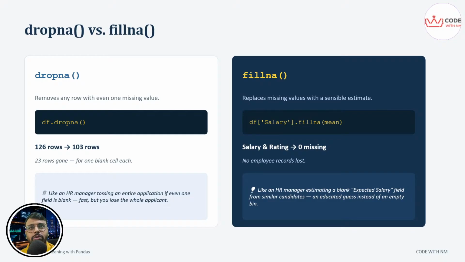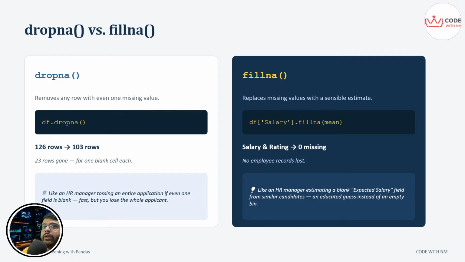dropna removes rows or columns that contain missing values. By default, it drops any row with even one missing value. Understand this, the definition of dropna is very important. First thing first, what does it remove? It can remove rows, it can remove columns, but by default it always removes rows with missing values.